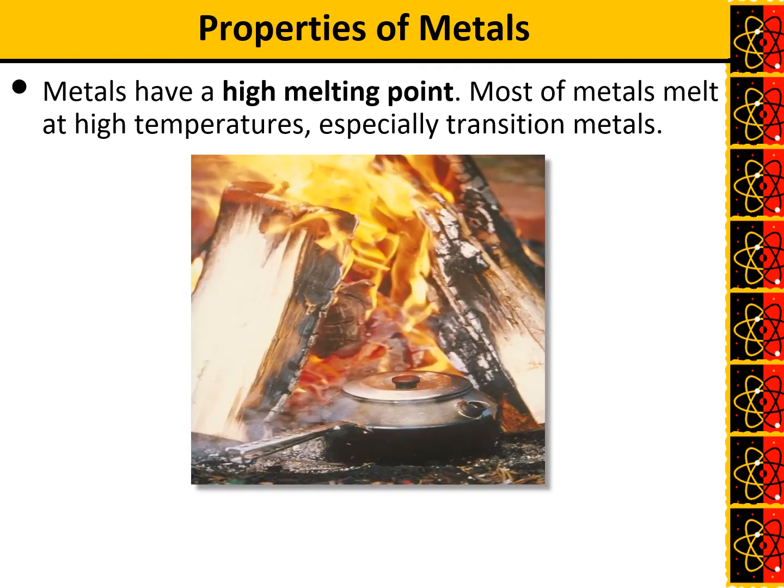Most of the metals have high melting points, and I say most of the metals because the metals that are in the far left of the periodic table, group 1, are going to have low melting points. But in general, since the majority of the elements have high melting points, especially the transition metals, we can use them as pans, for example. We put them on the fire and they are not going to get molten or melted.